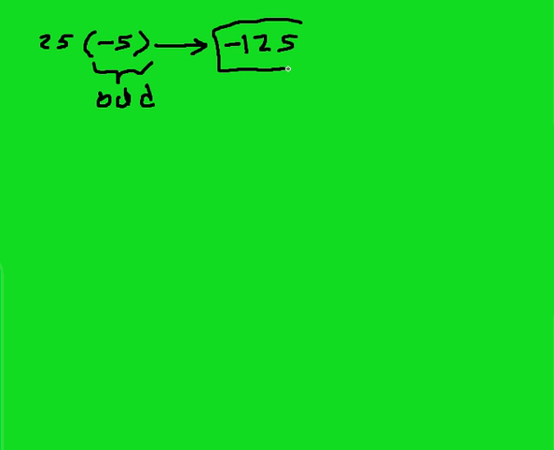Let's multiply 25 and negative 5 together and see what we get. You know that when multiplying an even amount of negative integers, you come out with a positive number. However, 5 is an odd amount of negative integers. So we end up coming out with 5 times 25 is 125. But because we have an odd amount of negative signs, the answer is going to come out to be negative 125.